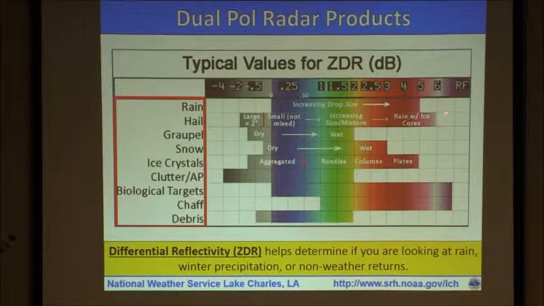Same thing with hail. The larger the number, more likely it's going to be rain. The smaller the number, more likely it's going to be larger hail. So kind of opposite of the rain perspective. And then same thing for snow perspective. So a wet snow versus a dry snow and whatnot.